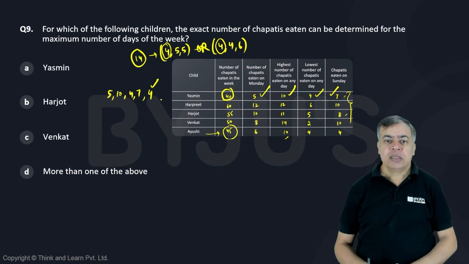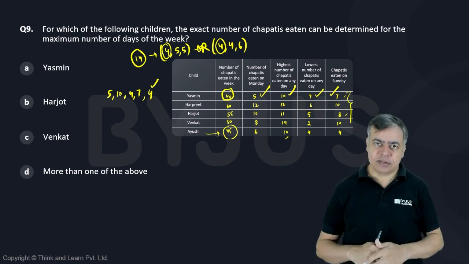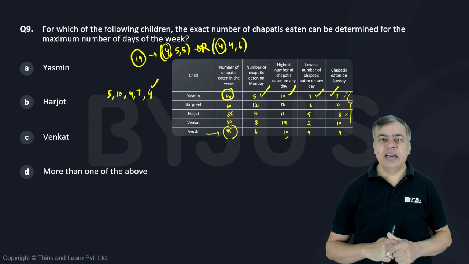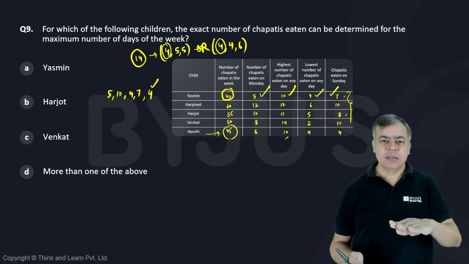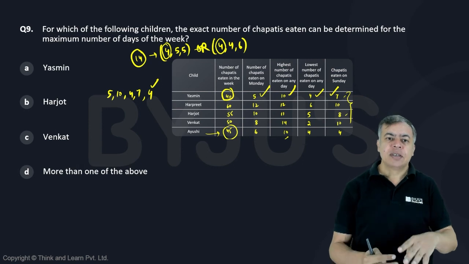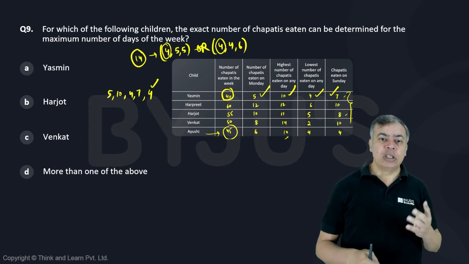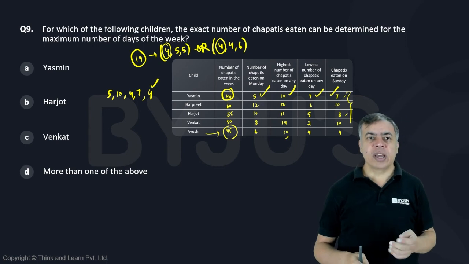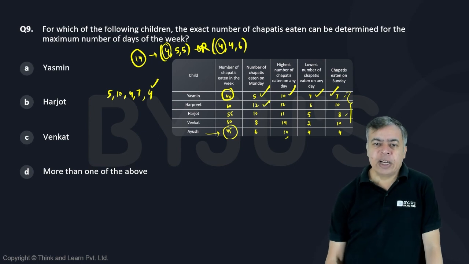That means for Yasmin, you can tell the number of chapatis for 5 days, because the remaining 14, where the minimum is 4 chapatis, can only be 4, 5, 5 or 4, 4, 6. There is no other option. But in both options, it will definitely eat 4 chapatis. Now Yasmin, you can get 4 days. Here for Harpreet, you have Monday 12, then highest is also 12.